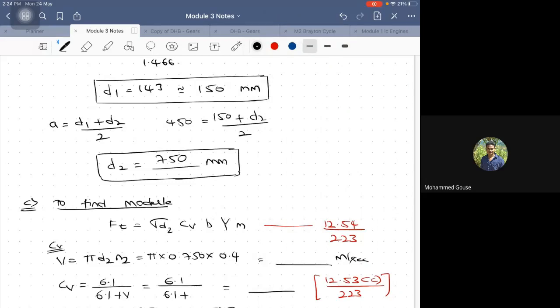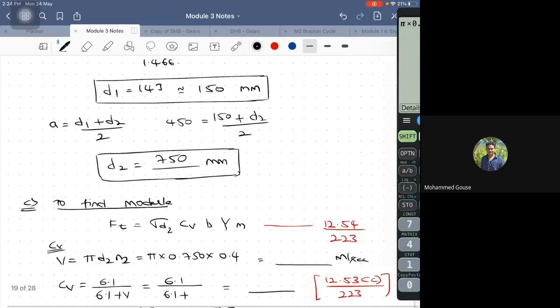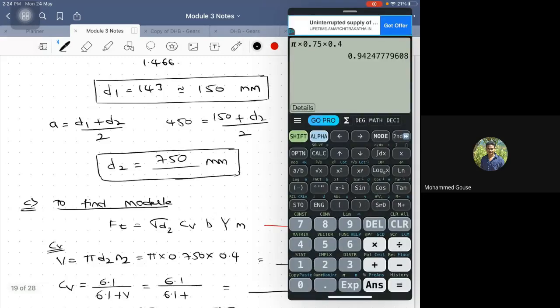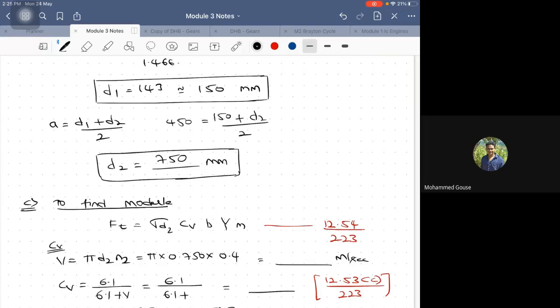0.9425. This is the answer I have got. 9.42. Why is there a difference? Why is there a difference? 0.0157. Why that huge difference? What's the problem? 0.942.